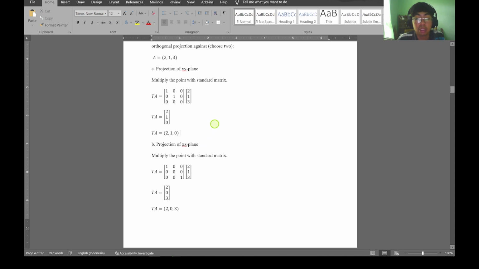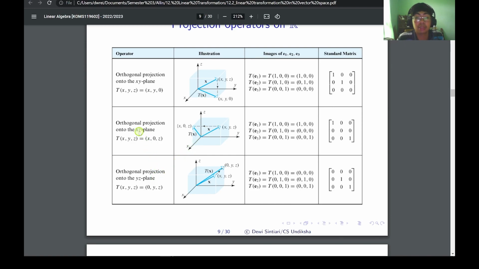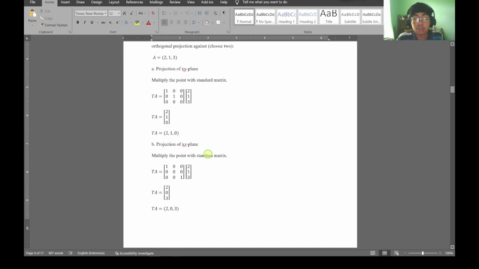Next is the projection onto the xz plane. Multiply the point with the standard matrix. So the standard matrix of the xz plane is this: 1 0 0, 0 0 0, 0 0 1, and then we multiply it.